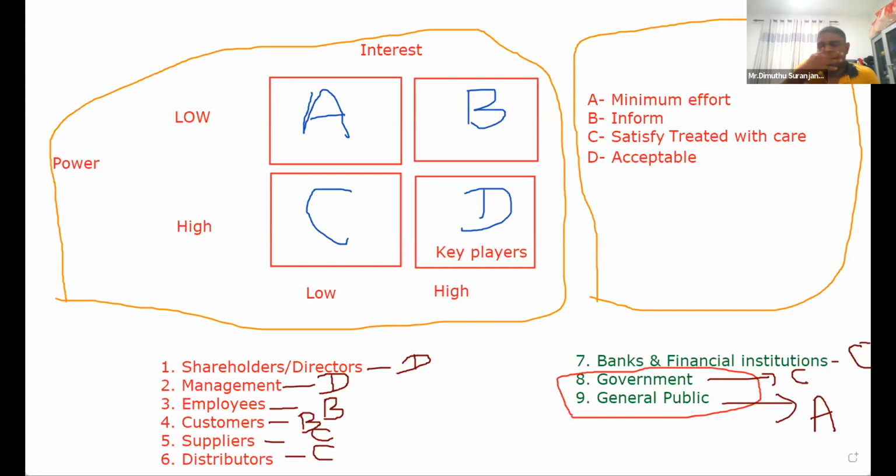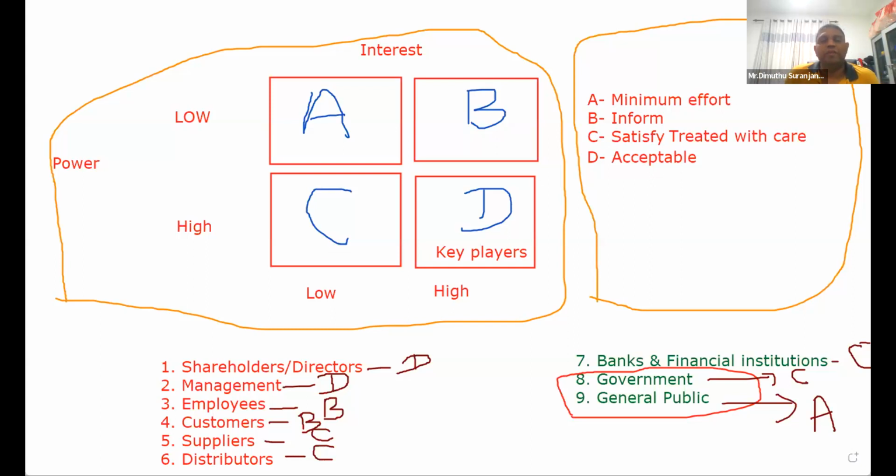So in the exam, you have to tell why you are putting them under that particular group. Say, if you are going to put customers under C, for example, then you have to tell why you are going to put customers under C. You say you assume that there are some large customers and they can influence us. Based on that, you are going to put customers under C, right?